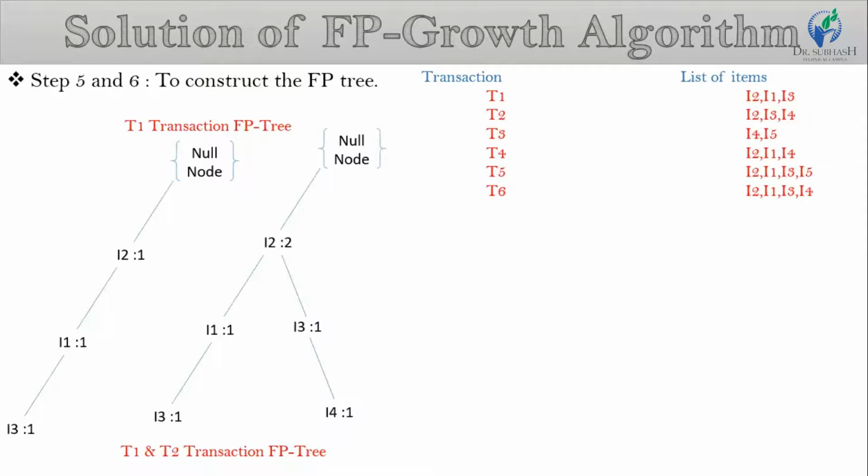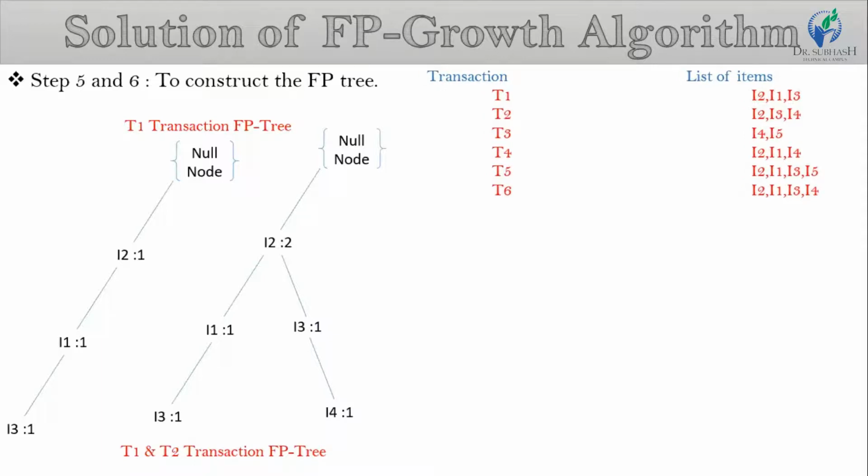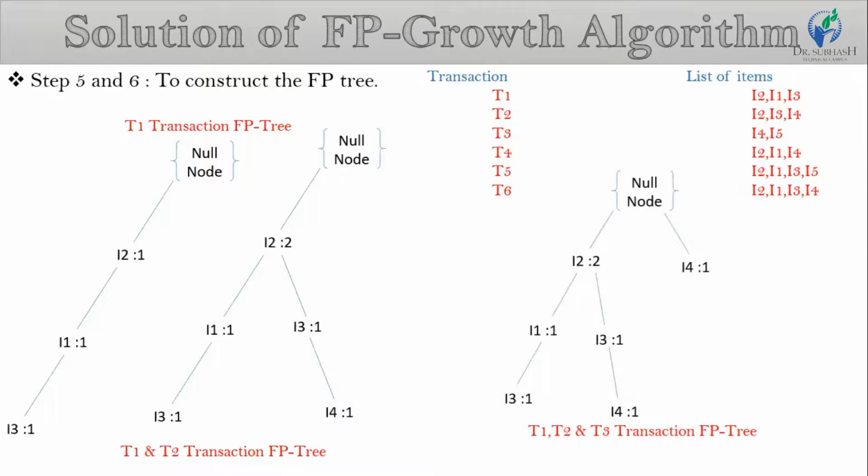Now in T3, meaning the combination of T1, T2 and T3 transactions in the FP tree, similarly a new branch with I5 linked to I4 as a child is created. So the count is I4 occurs one time and I5 occurs one time.